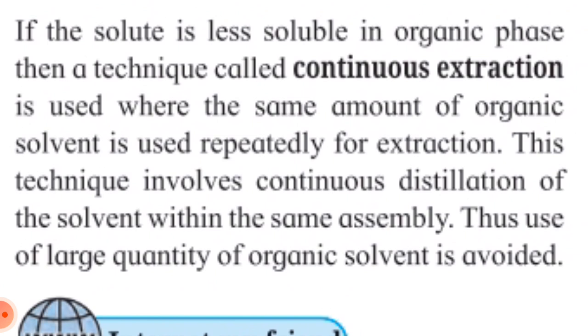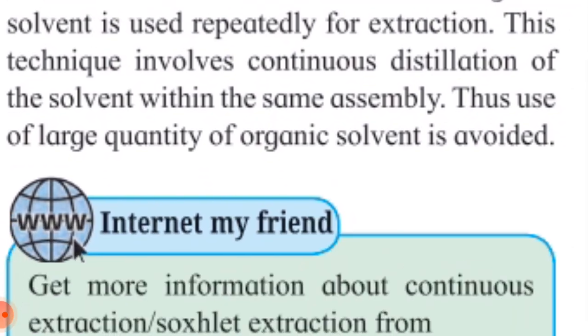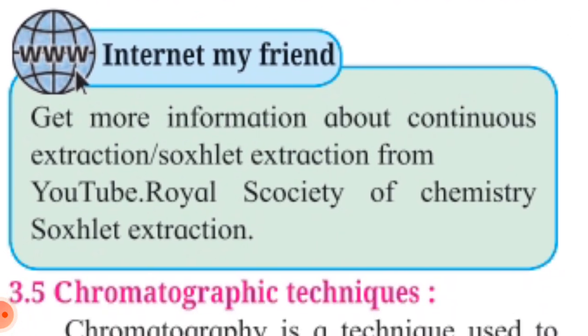If the solute is less soluble in the organic phase, then a technique called continuous extraction is used, where the same amount of organic solvent is used repeatedly for extraction. This technique involves continuous distillation of the solvent within the same assembly. Thus, use of a large quantity of organic solvent is avoided. Internet, my friend: get more information about continuous extraction, Soxhlet extraction, from YouTube, Royal Society of Chemistry, Soxhlet extraction.